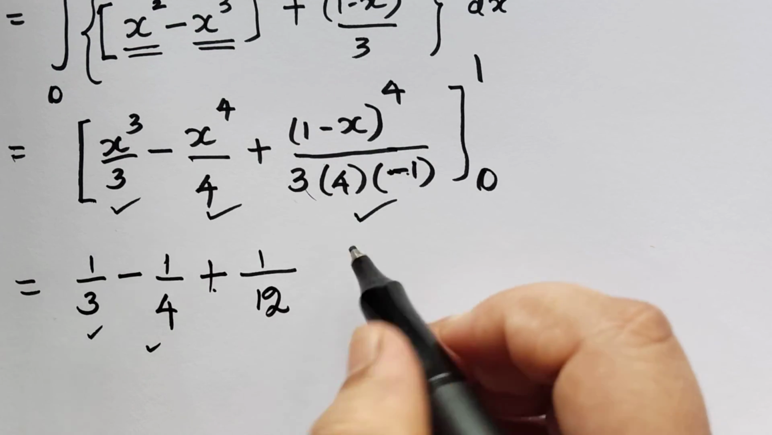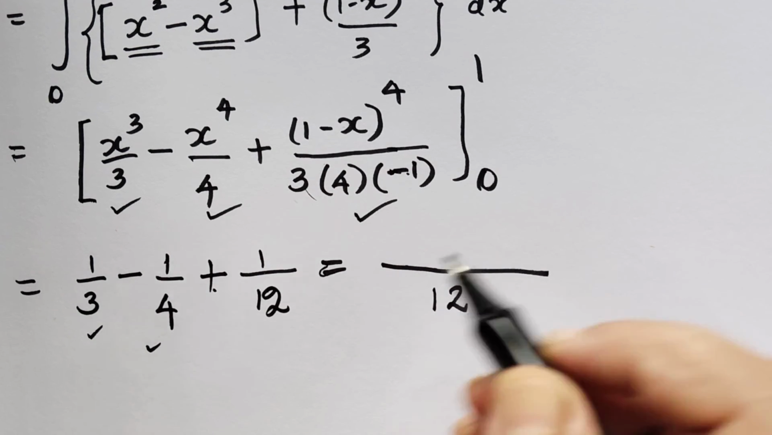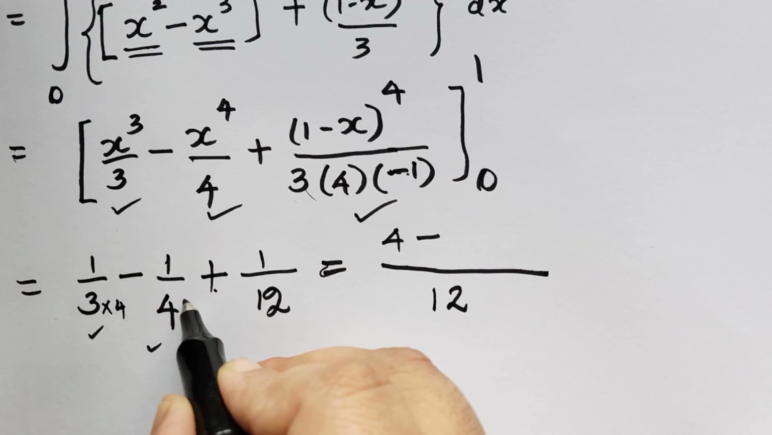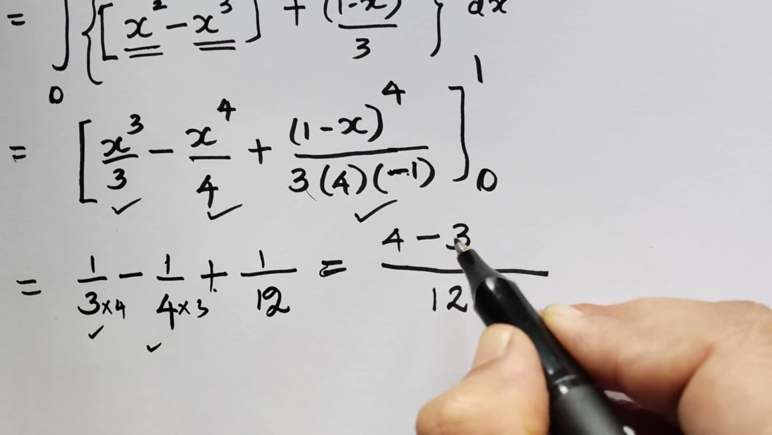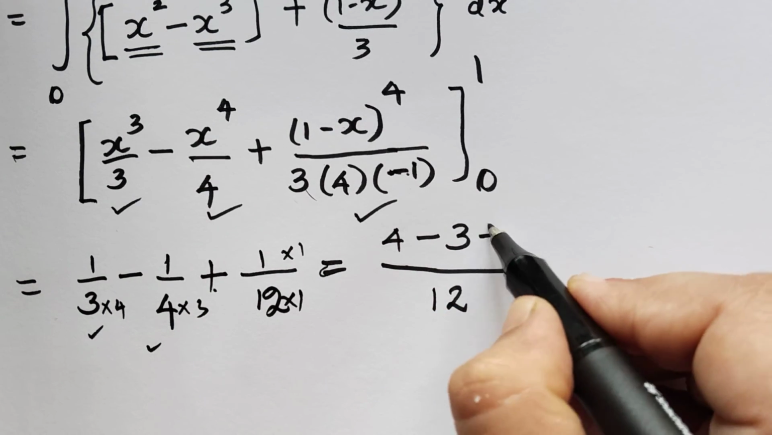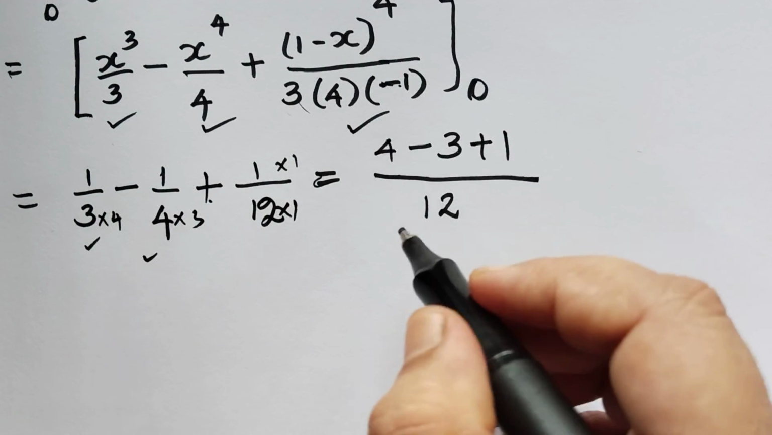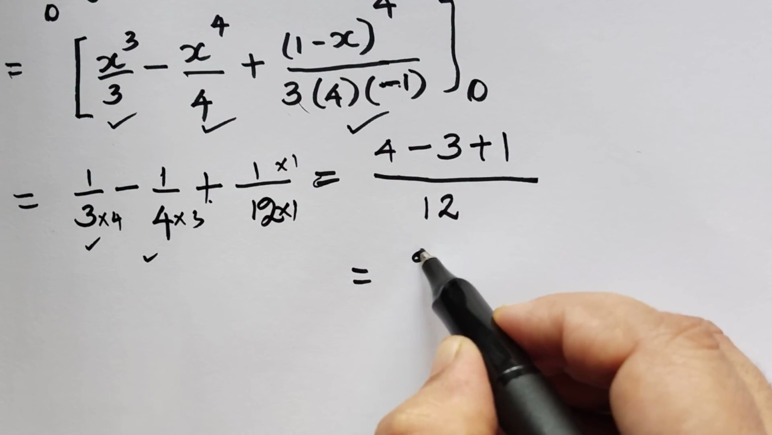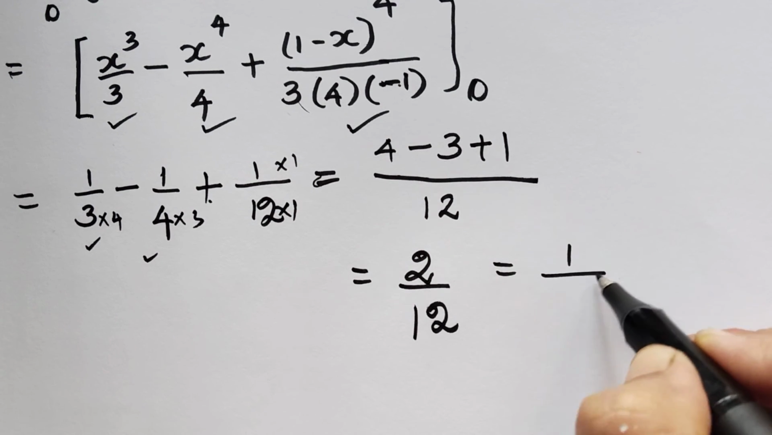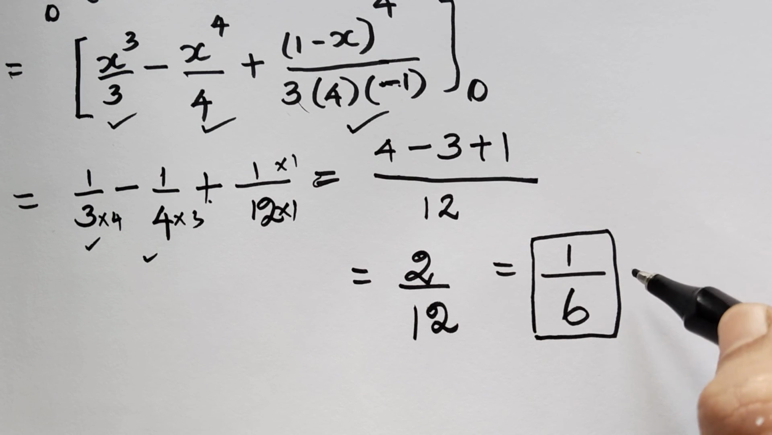Now we can take the LCM over here. The LCM will be 12. So this will be 3 multiplied with 4, so 4, minus 4 multiplied with 3, so 3, and then this multiplied with 1, so it becomes plus 1 over here. So the answer will be 4 minus 3 plus 1, which is 2. So that will be equal to 2 by 12, which is equal to 1 by 6. So this is the required answer for the given integral.